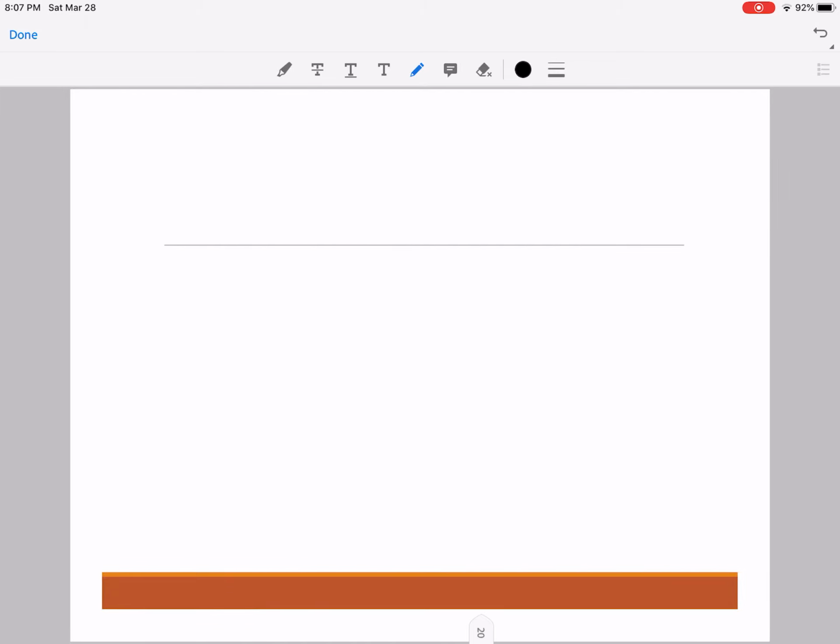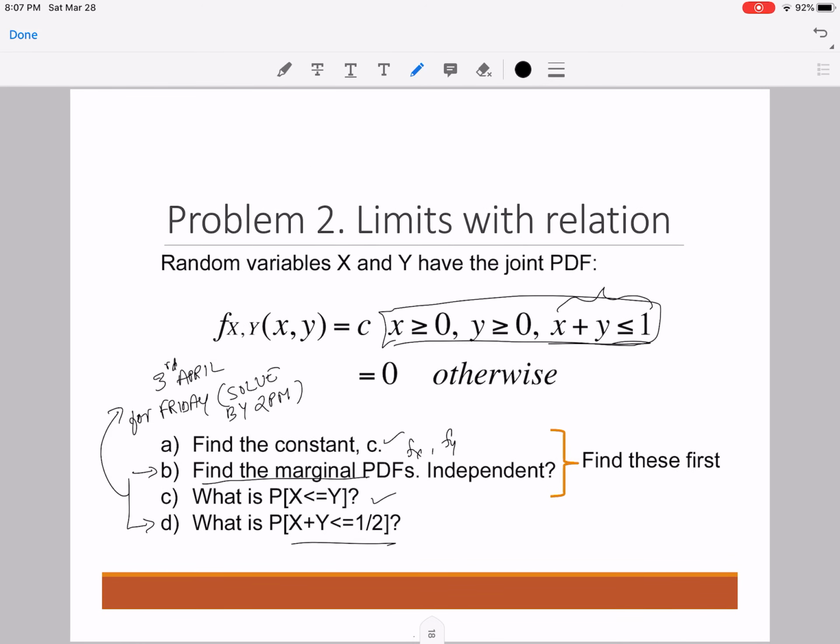Now let's solve part B here. Or rather part D. I'm going to solve part D for you, whereas I'm going to solve part C for you. Parts B and D are for you to solve and are due Friday by 2 p.m.